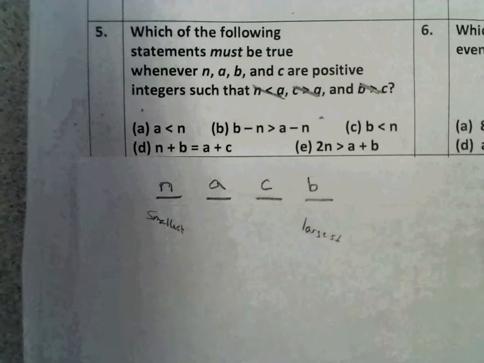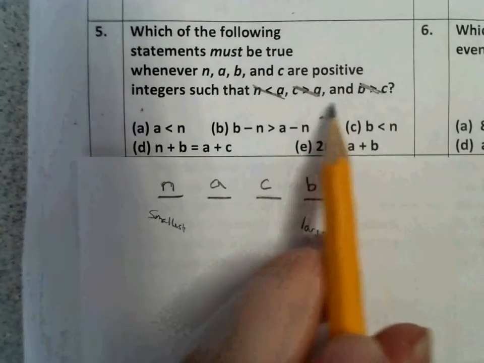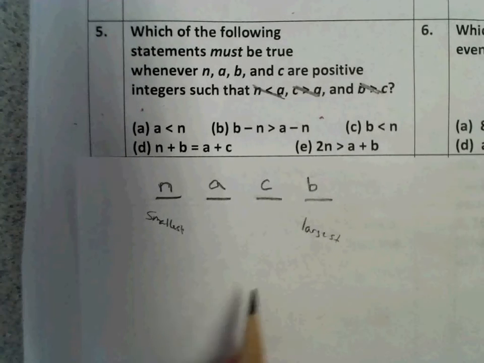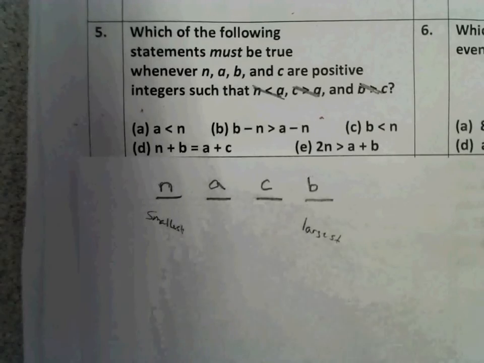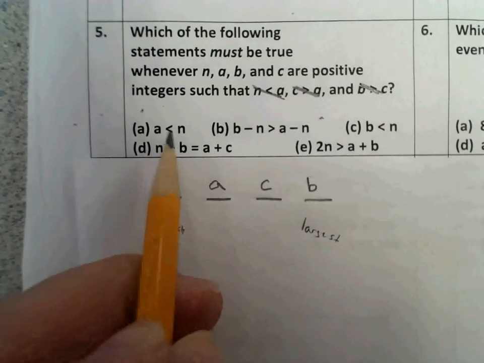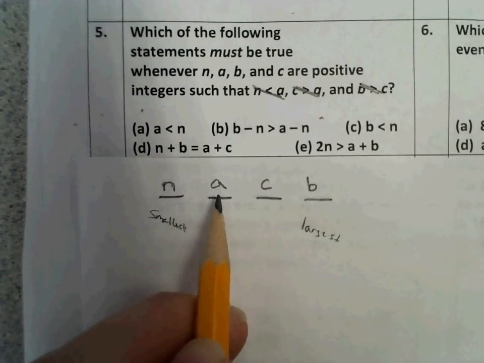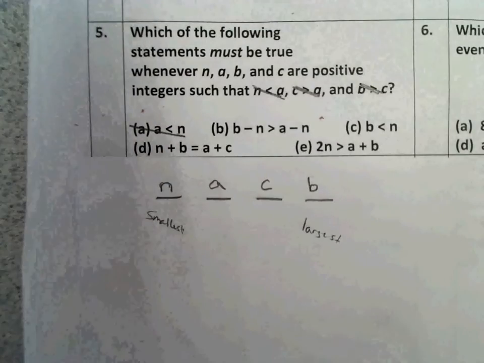So by putting them in order from smallest to largest, it can kind of eliminate the need to have all of those inequalities, and it gets really hard to tell when you're looking at that, so this makes it just simpler. Now let's go ahead and look at the choices, and it says which of the following must be true. Not could be, but must be. That's a difference. So does a have to be smaller than n? No, actually it's the exact opposite. A has to be bigger than n, so that is not going to work.